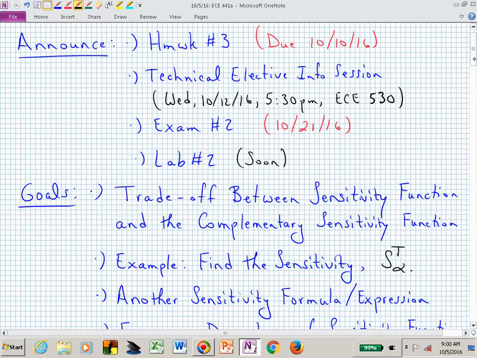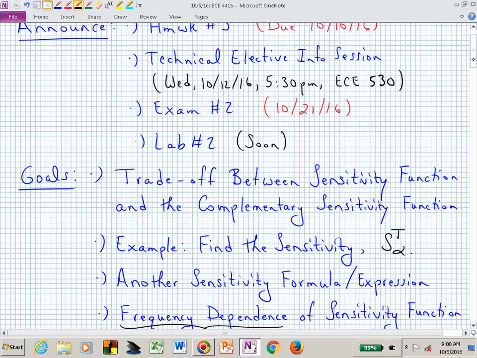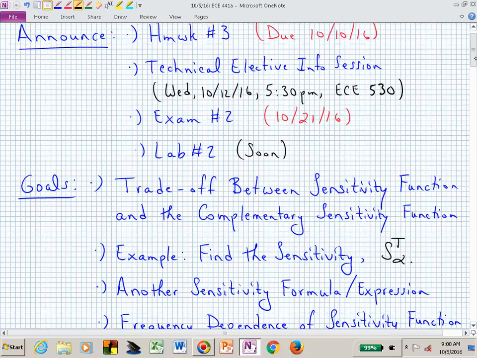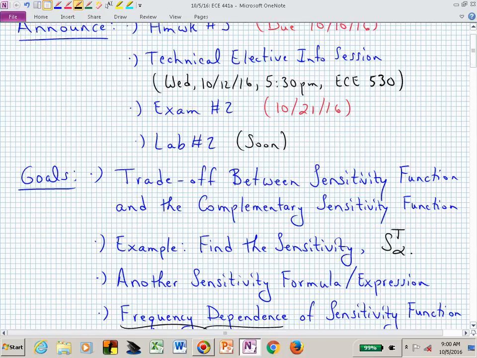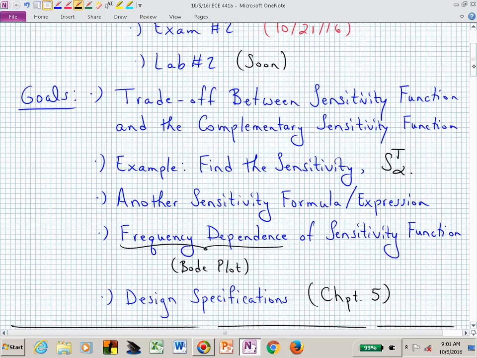I tried to make it as non-confusing as possible. Exam number 2 is a couple Fridays from Friday, on the 21st. And lab number 2, apparently everyone is bothering Kurt on when we are going to be allowed to do it, or when he's going to post stuff for lab number 2. I'm glad that you're so excited for lab number 2, but we need to wait until we have a little bit more information from chapters 4 and 5. We'll finish, I hope, chapter 4 today and maybe start chapter 5.